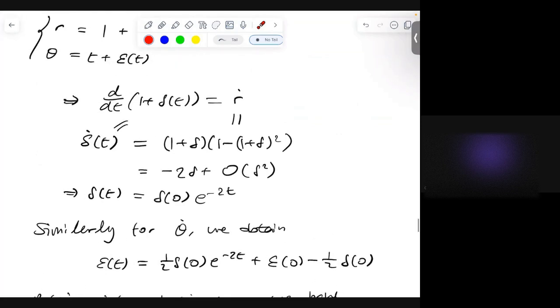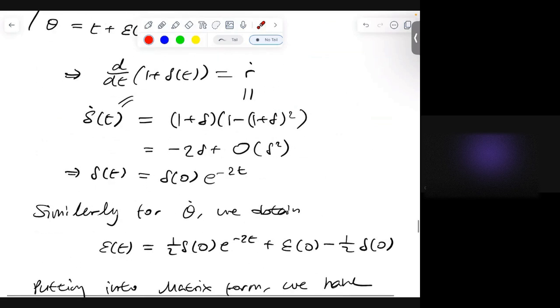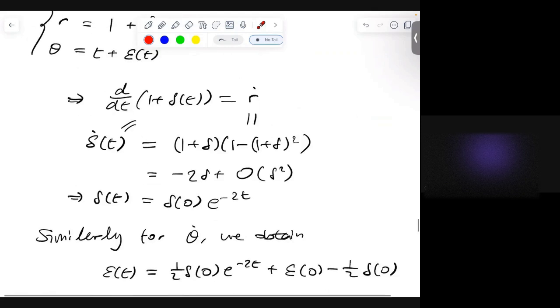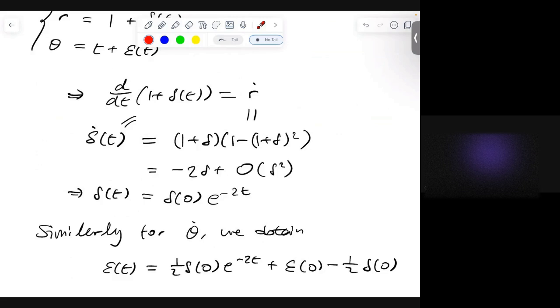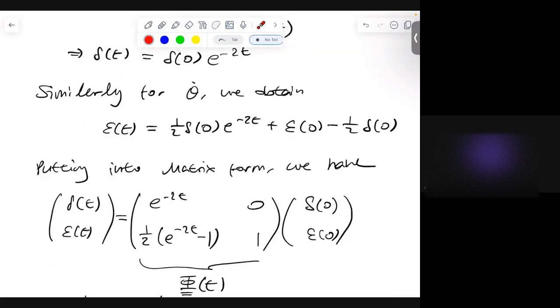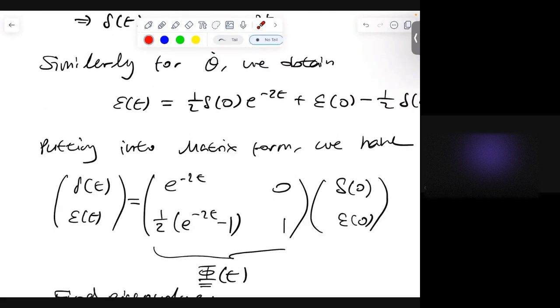The point is, maybe it'll help to go to the next step and then look back. So when we've solved the ODEs for delta and epsilon, we end up with delta and epsilon in terms of the initial perturbations, delta naught and epsilon naught, which we can then write in matrix form. So now we have this e^5t.